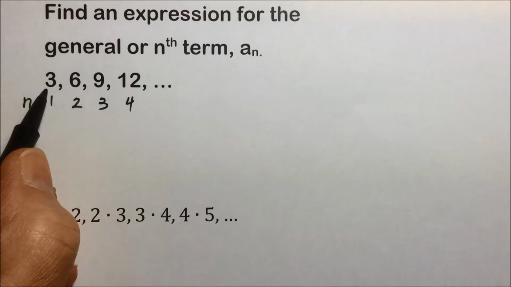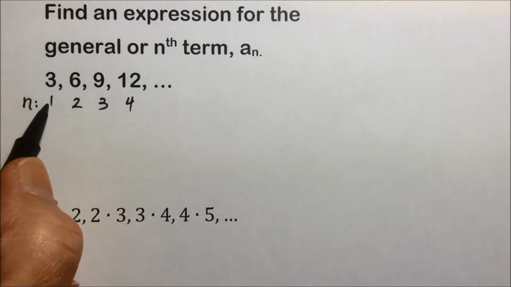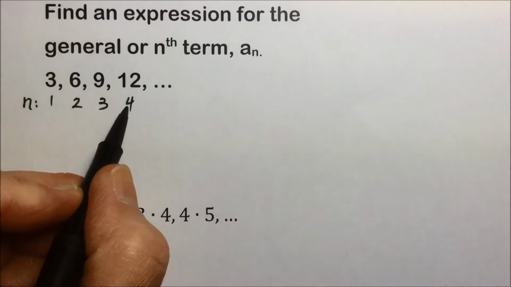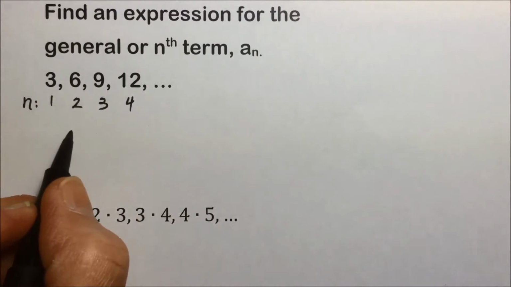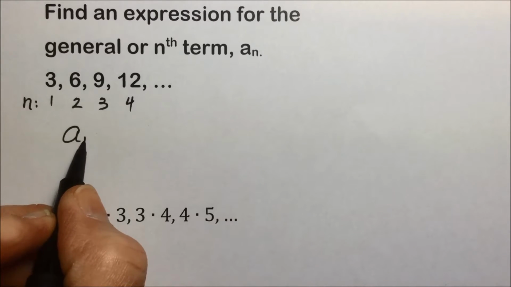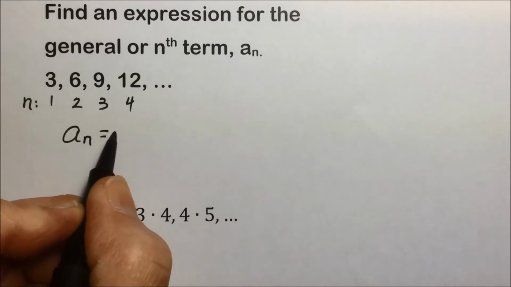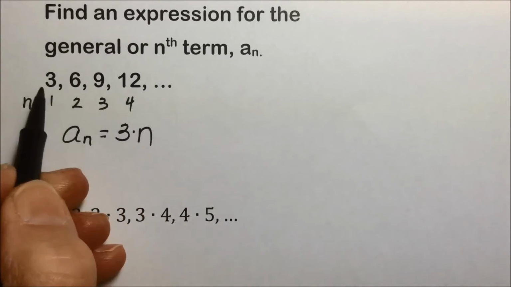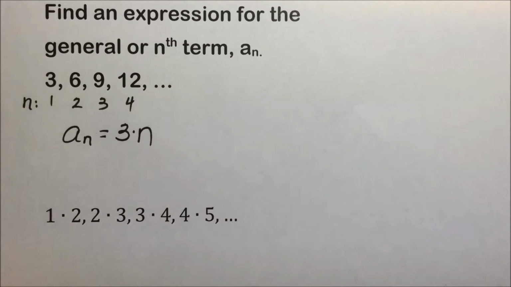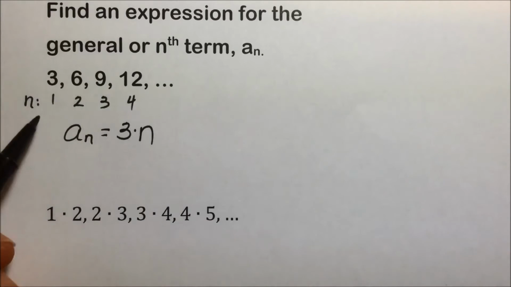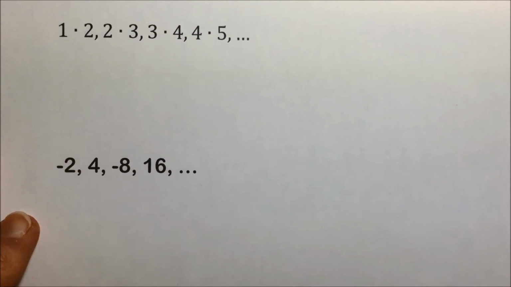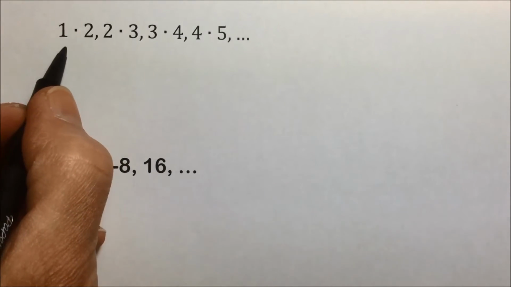So for this first example, 3 is the result of 1 times 3, 2 times 3 is 6, 3 times 3 is 9, 4 times 3 is 12. So for a general term, or the a sub n term, one solution to generate this sequence would be to have 3 times n. And it's best to use your rule and verify that it does work for the sequence given.